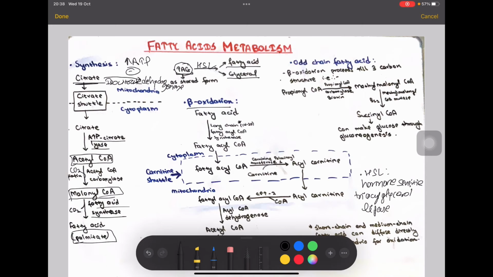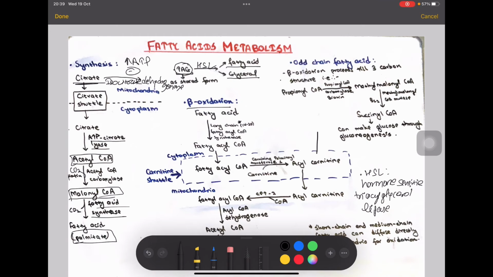Now let's go to a very important topic, beta oxidation. In beta oxidation, we have fatty acids. We have already discussed short chain, medium chain, and long chain fatty acids. Short chain and medium chain fatty acids can diffuse directly into the mitochondria for beta oxidation, so they do not need the carnitine shuttle. The carnitine shuttle is specially needed for long chain fatty acids, because they can't go directly into the mitochondria.